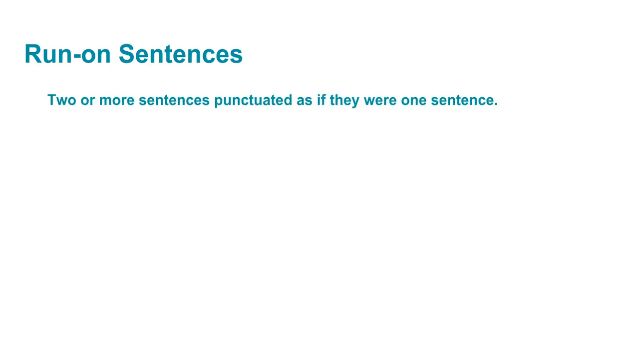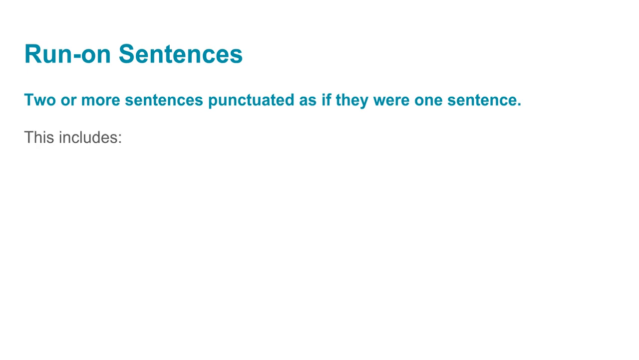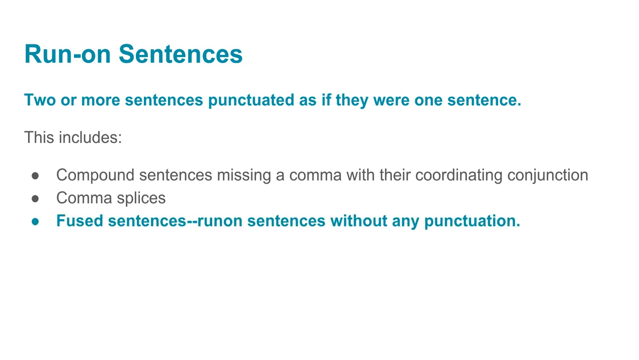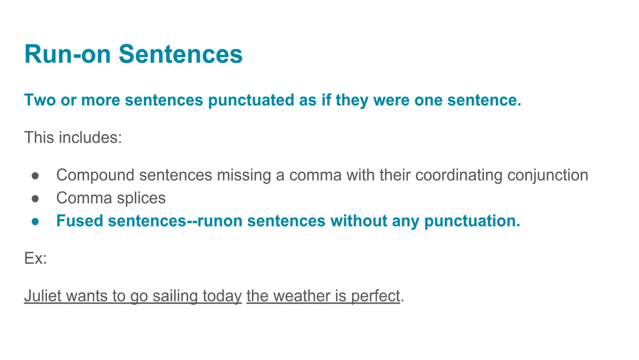A run-on sentence, however, happens when you join two or more sentences and punctuate them as if they are one sentence. This would include a compound sentence that's missing the comma with its coordinating conjunction, a comma splice, and what's called a fused sentence, which is a run-on sentence without any punctuation at all. For example, Juliet wants to go sailing today. The weather is perfect is a run-on sentence and a fused sentence because it doesn't have any punctuation and we have two complete sentences joined together.